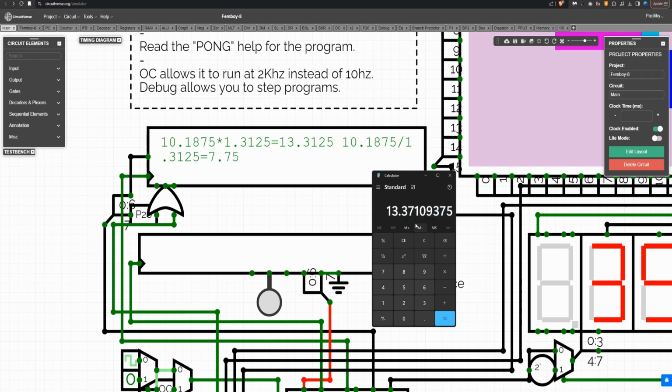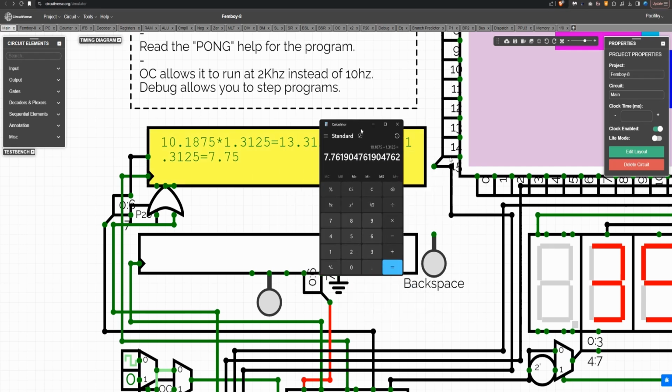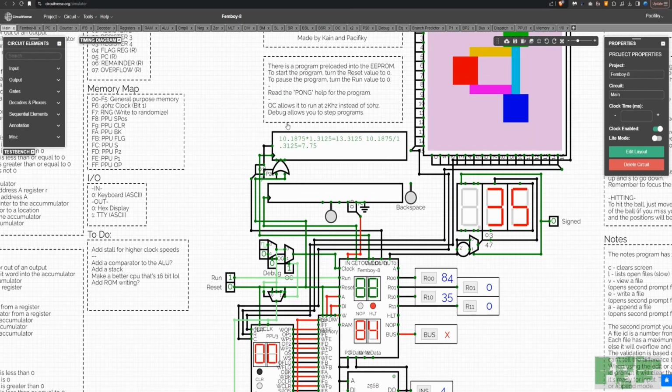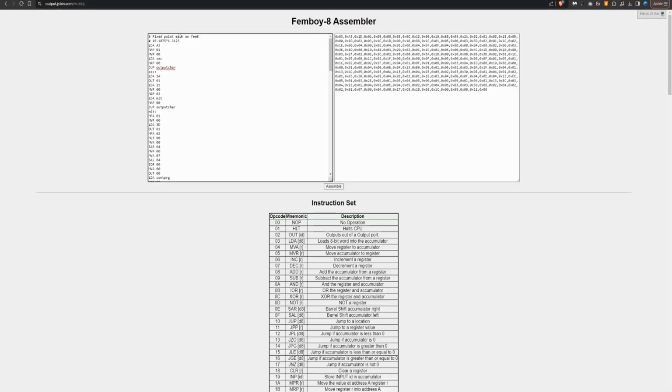And then if you do 10.1875 divided by 1.3125 equals, yeah, it is 7.75 approximately. Pretty cool, if you ask me. So of course it features the fixed point multiplier, the fixed point divider, and also the fixed point printer. So yeah, let's just show this with some few different numbers.